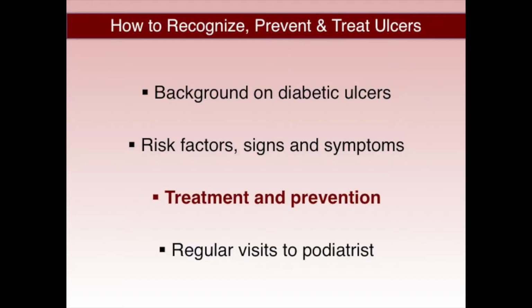Another serious condition that can result from these ulcers is osteomyelitis, which is inflammation and infection in the bone. In the most serious cases, ulcers can lead to gangrene and require amputation of the lower extremities.